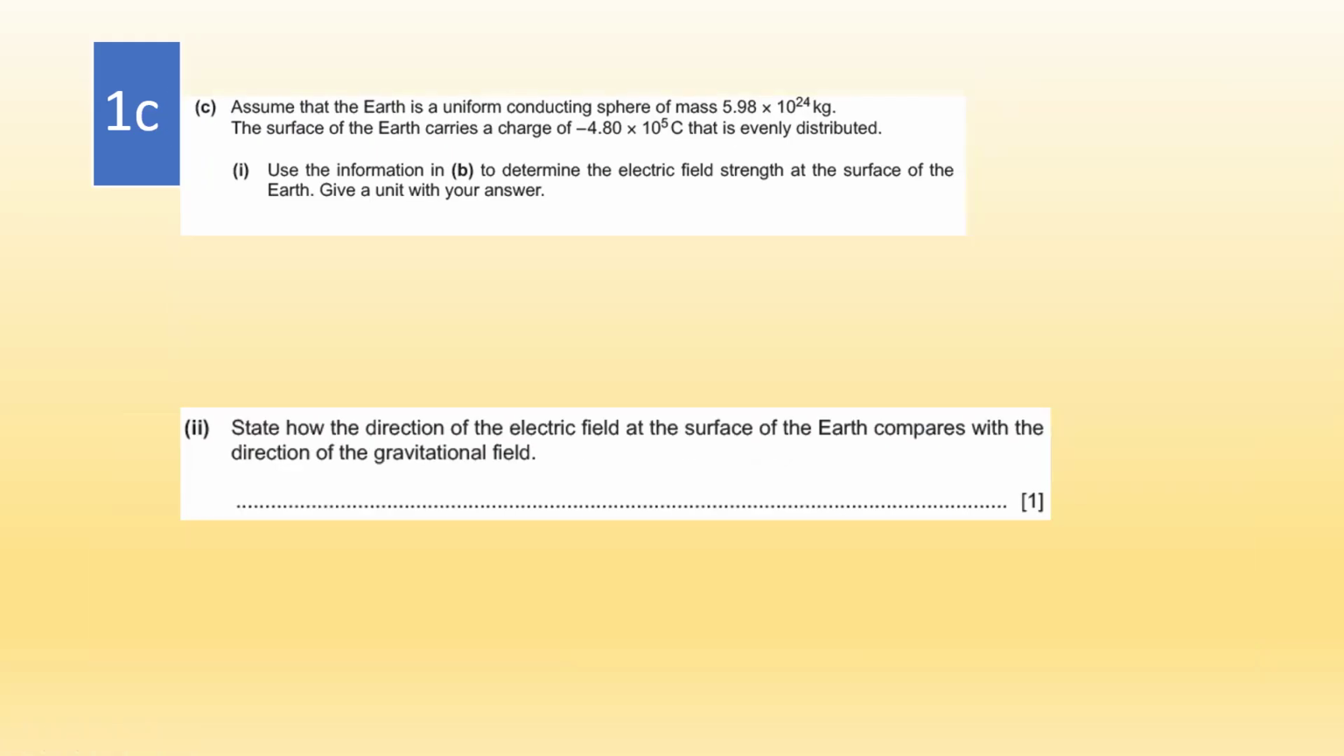Assuming that the Earth is a uniform conducting sphere of mass 5.98 times 10 to the power 24 kilogram, the surface of the sphere carries a charge of minus 4.80 times 10 to the power 5 coulomb that's evenly distributed. Use the information to determine the electric field strength at the surface of the Earth. Give the unit for your answer.